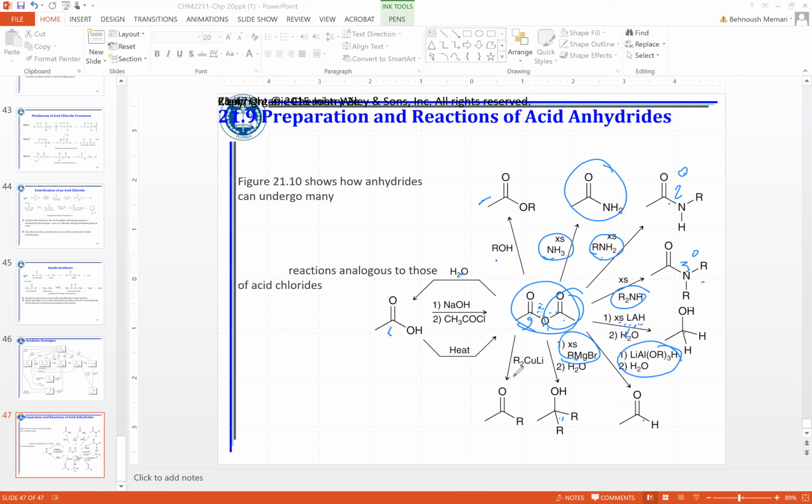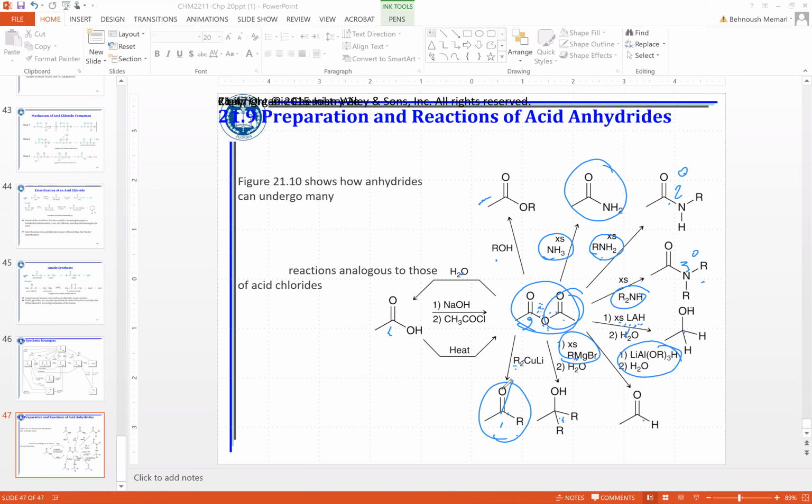Acid chloride plus Gilman reagent, it would stop at ester. I'm sorry, ketone. In chapter 18, we talked about the Gilman reagent versus Grignard. Grignard is a stronger, more reactive nucleophile. It would go all the way to tertiary alcohol, but Gilman would stop at the ketone position.